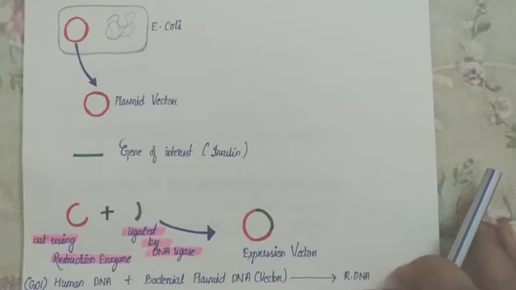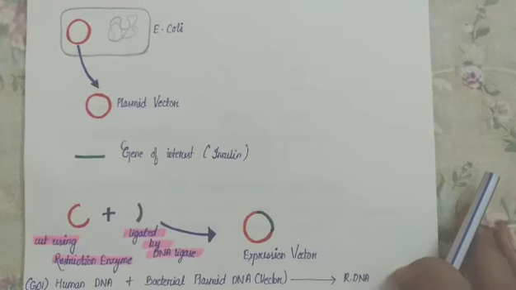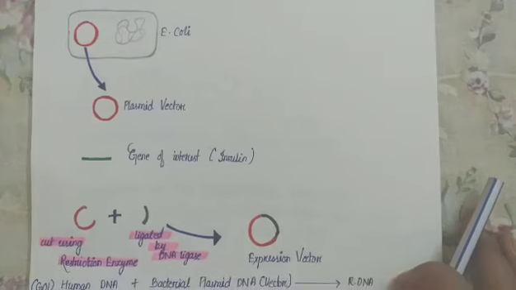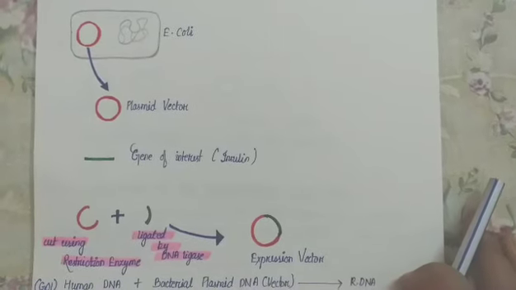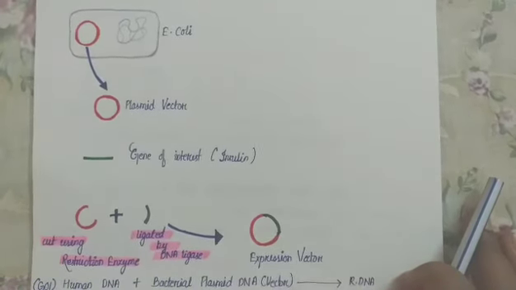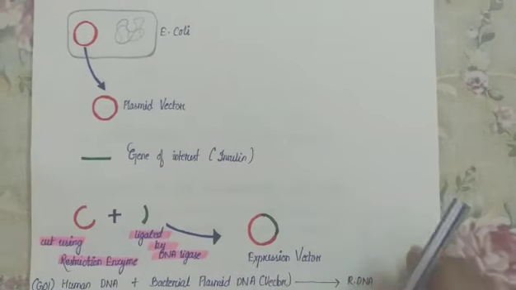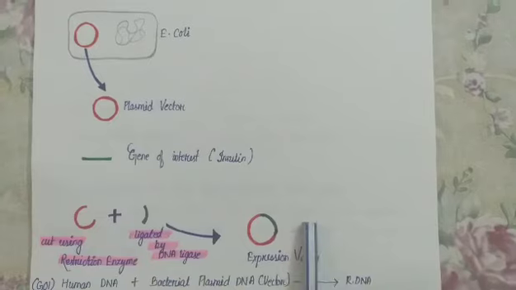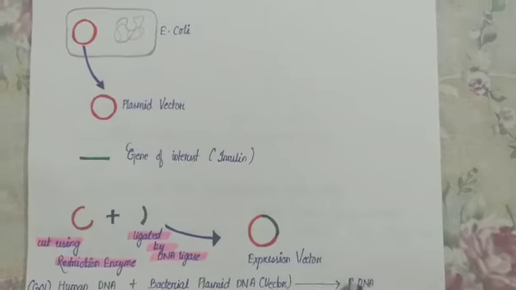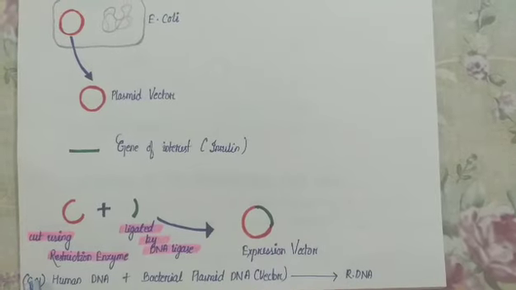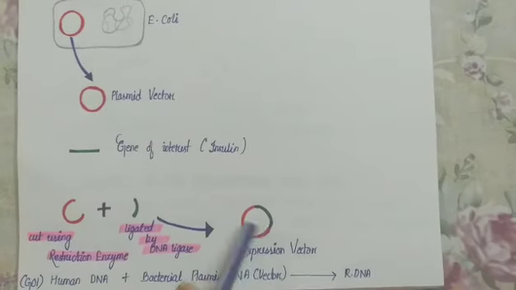So that will help us join the gene of our interest with the vector. The gene of our interest is, as we said, the insulin gene, and the vector is a phage vector. So after joining them both, what will form? As I said earlier, gene of interest plus vector is equal to rDNA, recombinant DNA. So after joining, we would get our expression vector.